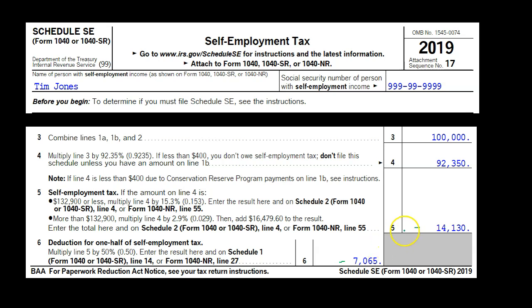So they're going to say now you have to pay the $14,130, which is the employer and employee portion, but we're also going to allow you to get half of that as a deduction on Schedule 1, and that's going to be the adjustments for AGI. And we'll take a look at this in the tax software, and it might make a little bit more sense as we tie all this together.